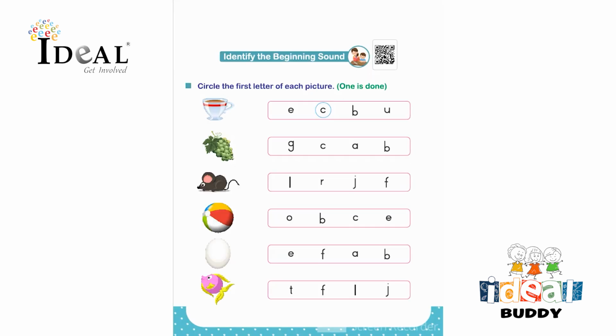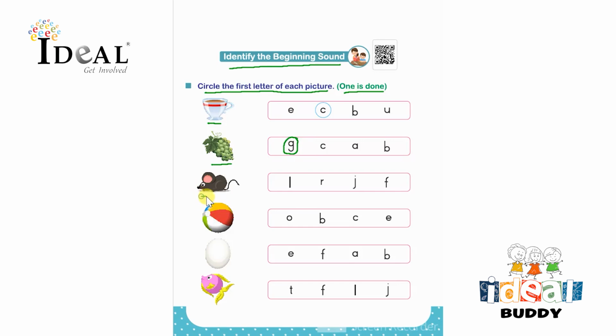Hello everyone. In this page, the child will identify the beginning sound of the pictures that are given over here. So, they will circle the first letter of each picture. One is done for them. So, here the first picture is of a cup, starts with the letter C and the sound is K. The second picture is of grapes, starts with letter G, sounds G.